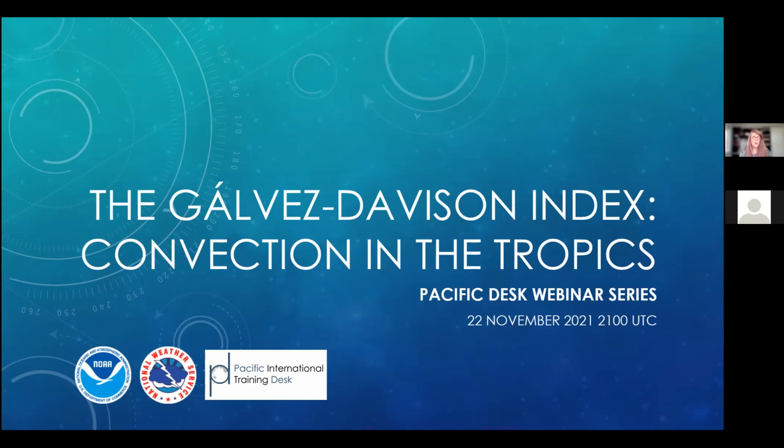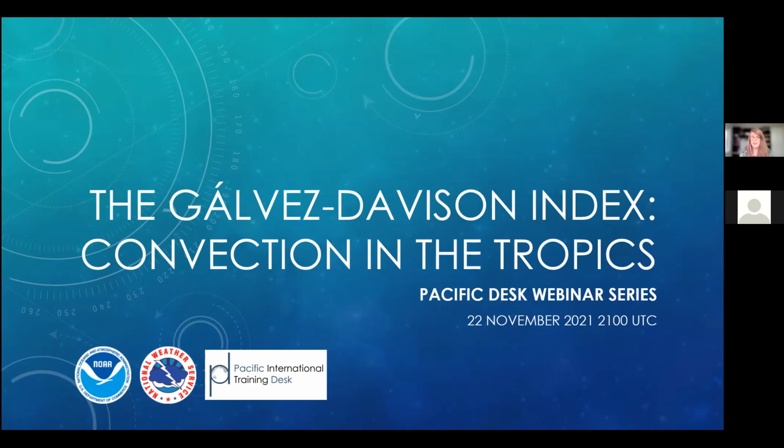So in training, we often use precipitable water for assessing moisture in the atmosphere. And we know that if we have more precipitable water upstream in the trade winds, we might expect an increase in showers as that moisture approaches us. We also use things like CAPE or K-index to assess stability. But those have some limitations in the tropical and equatorial oceans, as our presenters today are going to show us.